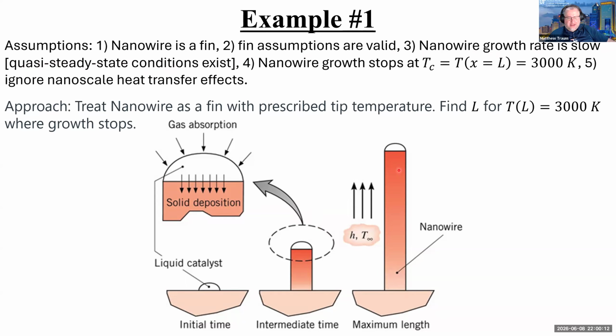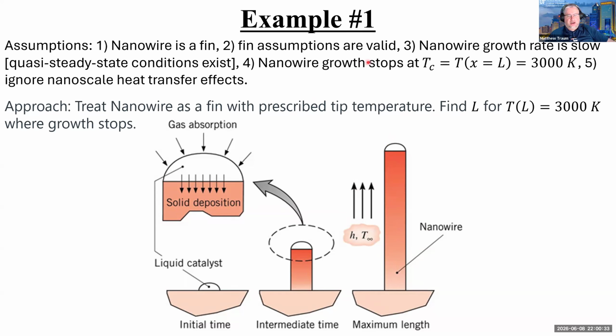Sorry, this growth happens slow enough that we're not actually worried about the impact of the growth of the nanowire on the heat transfer, right? We're just basically taking a snapshot of this and assuming that the growth is slow enough that we don't have to worry about non-steady state conditions.